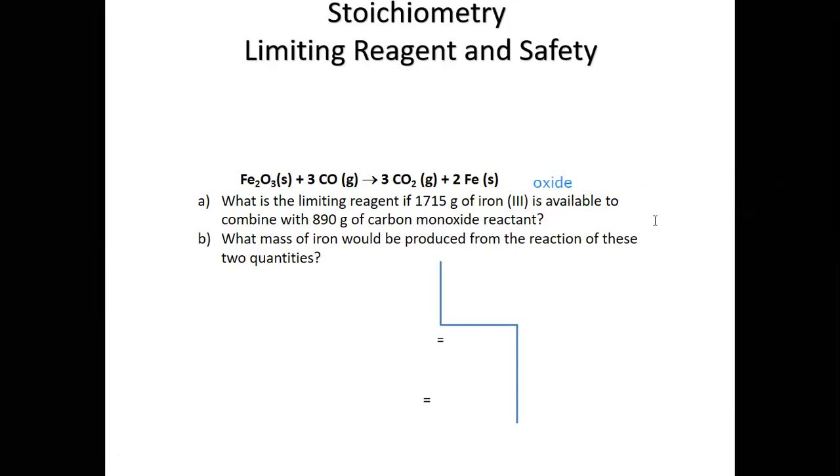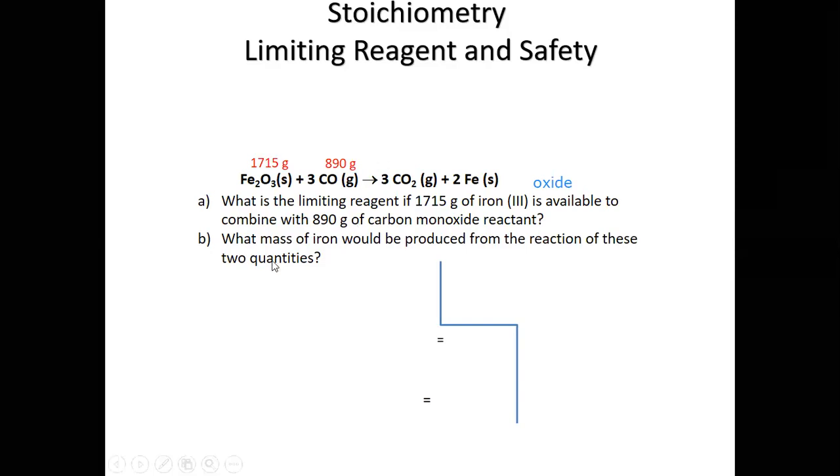So the amount of iron 3 oxide available is 1,715 grams. We'll mark that. That's the amount of iron 3 oxide we have available. We'll mark our carbon monoxide. It says we have 890 grams available.